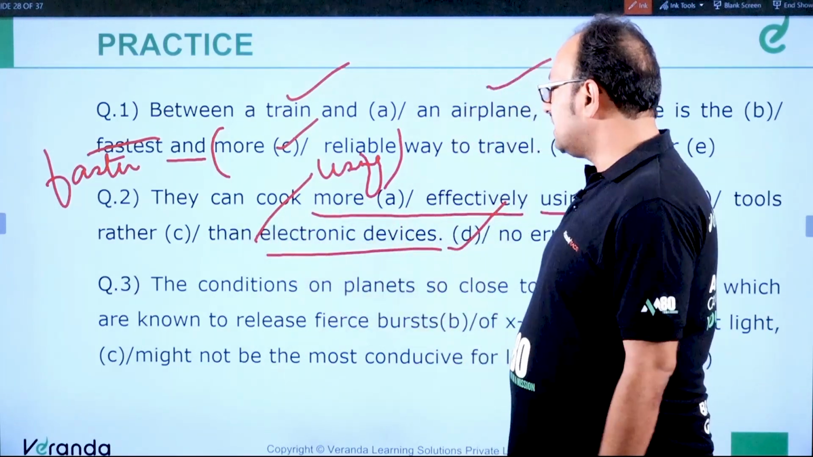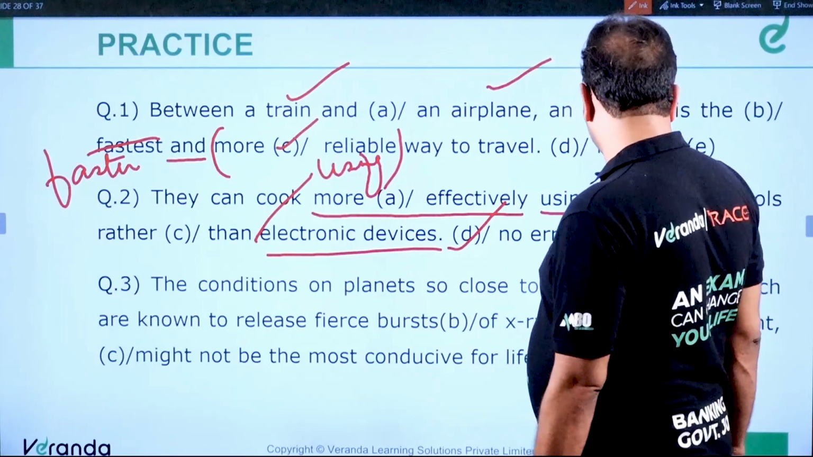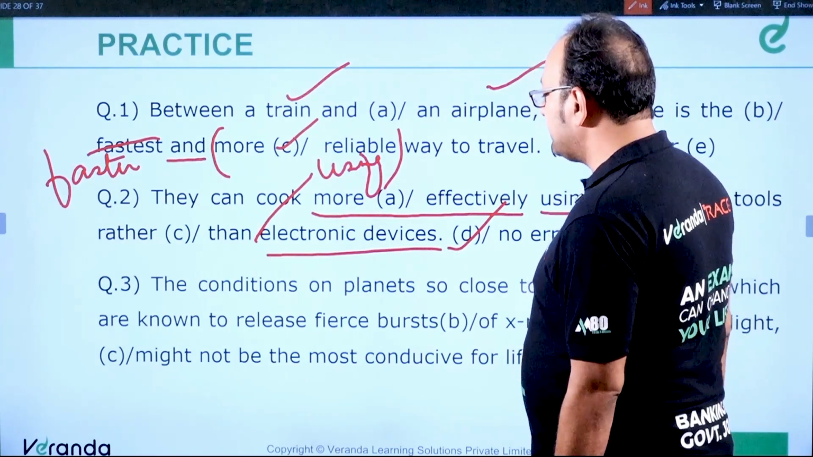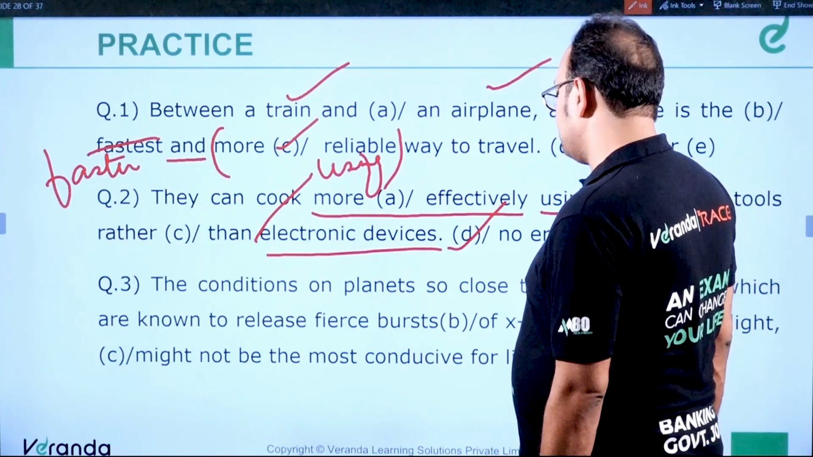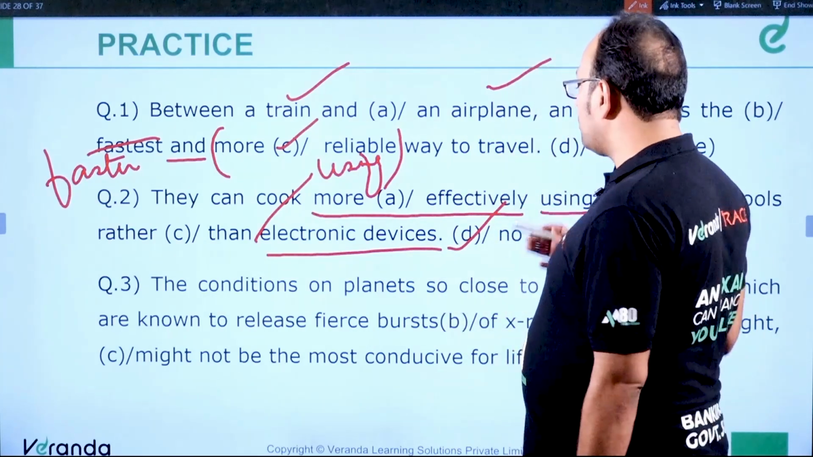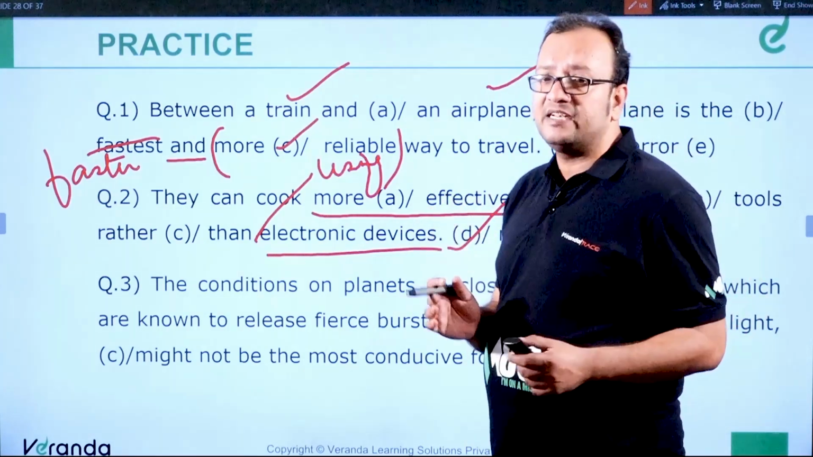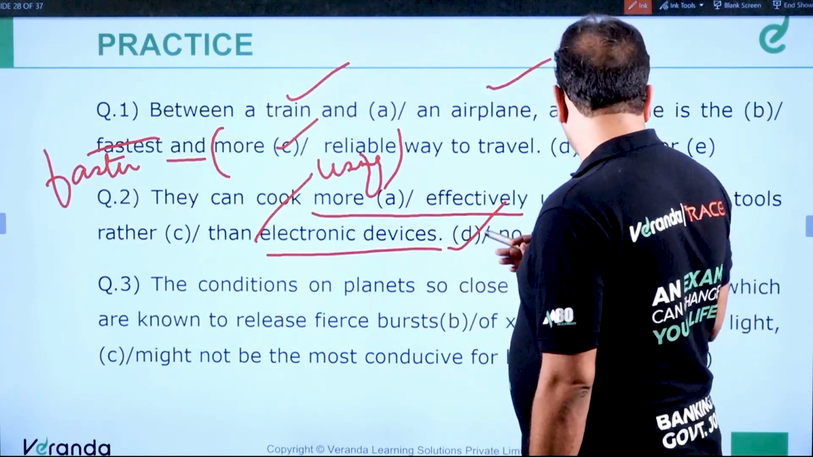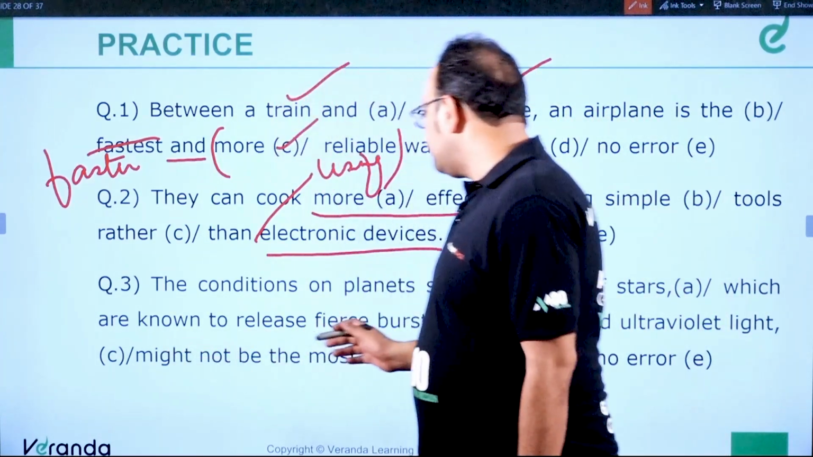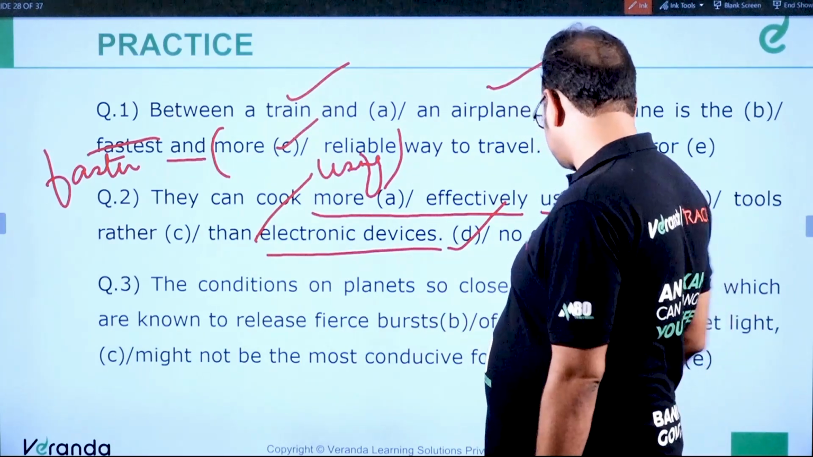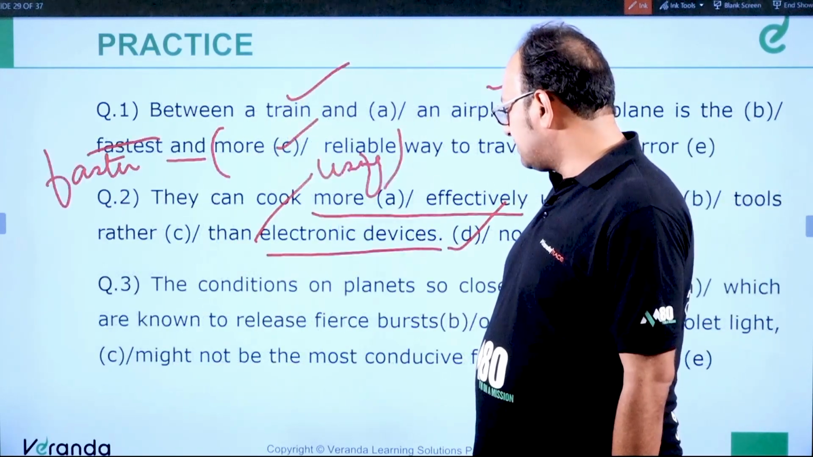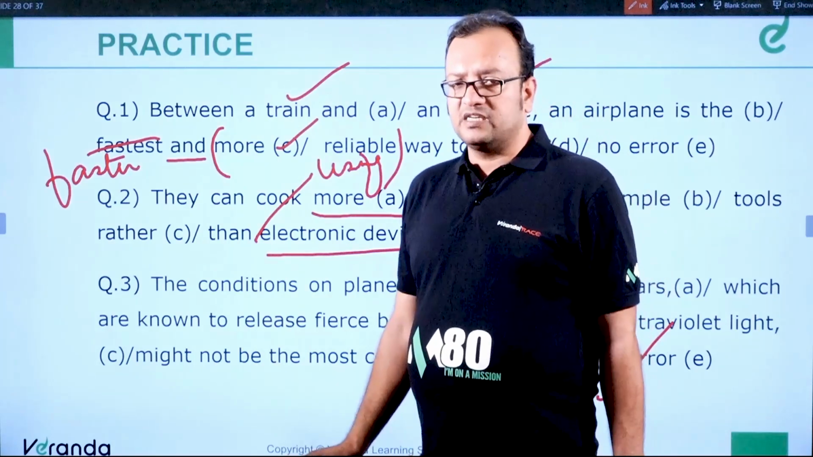Clear? Okay, next question. The conditions on planets so close to dwarf stars, which are known to release fierce bursts of X-rays and ultraviolet light, might not be the most conducive for life. Okay, let us read it again. The conditions on planets so close to dwarf stars, which are known to release fierce bursts of X-rays and ultraviolet light, might not be the most conducive for life. No error. Okay, let me go to the previous slide once again. It's fine. No error. Most conducive is fine.